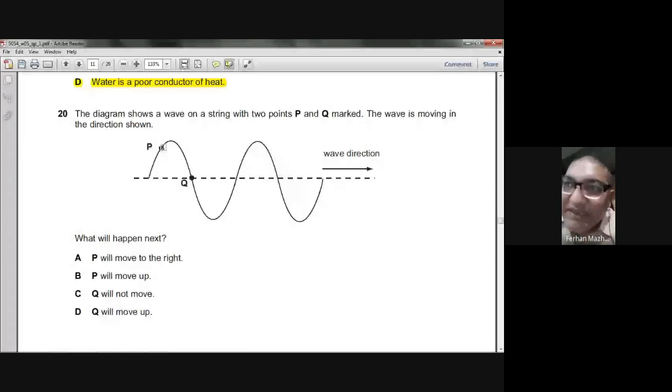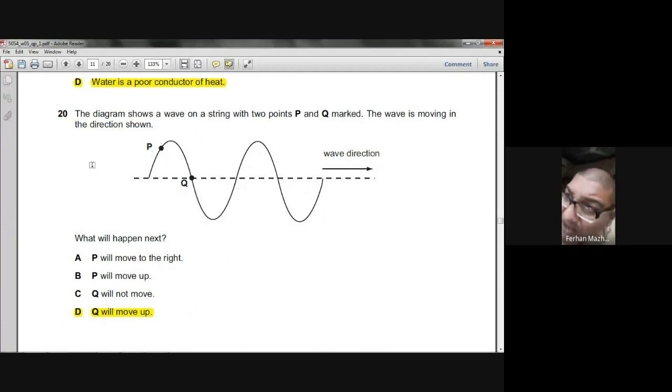So what will happen next? The P will move to the right? No. The P will move up? No. Q will not move. That's wrong. The Q will move up. Yes, this will happen. The Q will move up. Remember this thing. This should be on your fingertips.